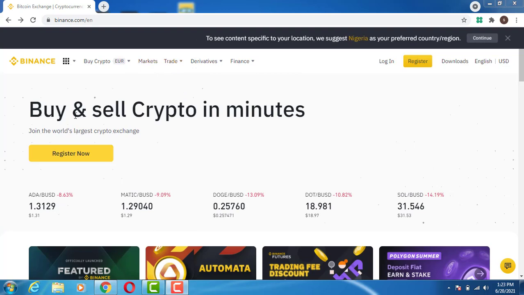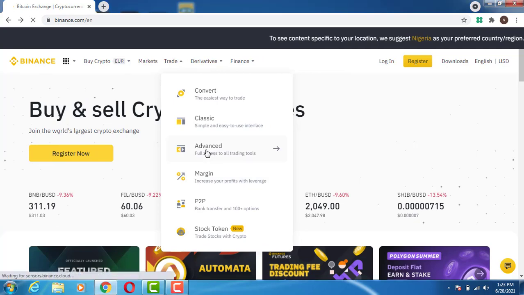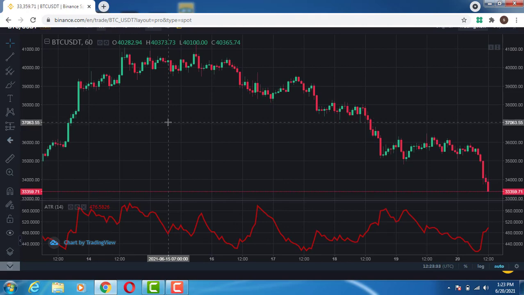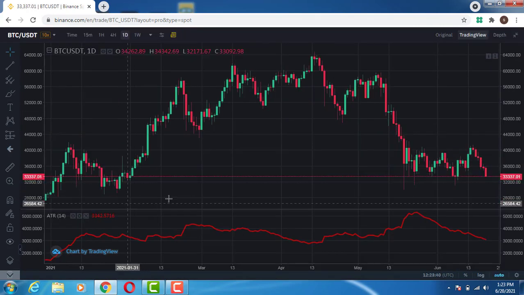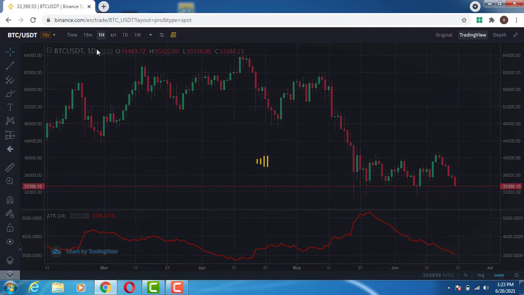So if I go to Binance here, then I move to trade, then I will go to advance. Then on advance here, if I move the chart to the 1 day chart, okay. Now this is the 1 day chart. Now this strategy cannot be properly used on the 1 day chart, but you can still use your top down. After your top down, you can then go to your 1 hour chart to do this very strategy.